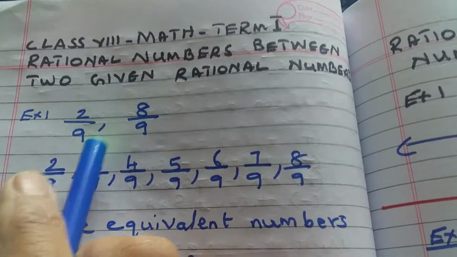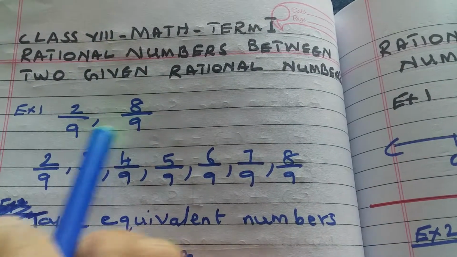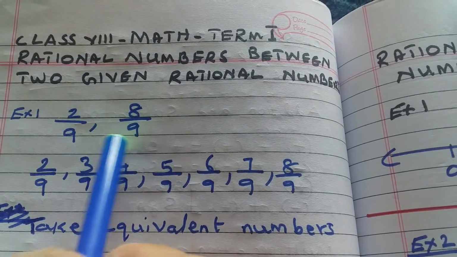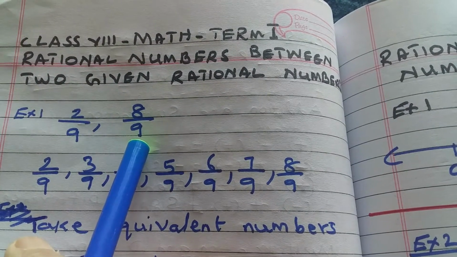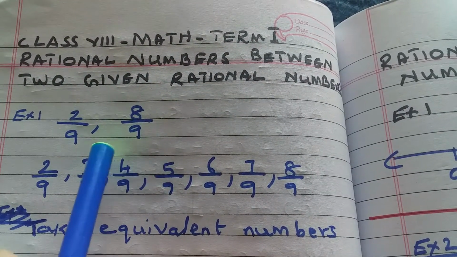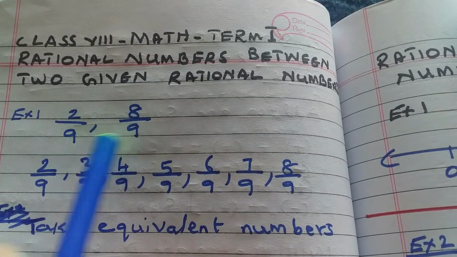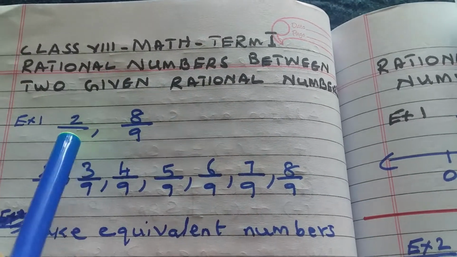First is 2 by 9 and 8 by 9. They are two rational numbers. We have to find some rational numbers between them. So first we have to check whether the denominators are the same. Yes, they are like denominators, both 9 and 9. So it is easy to proceed now.